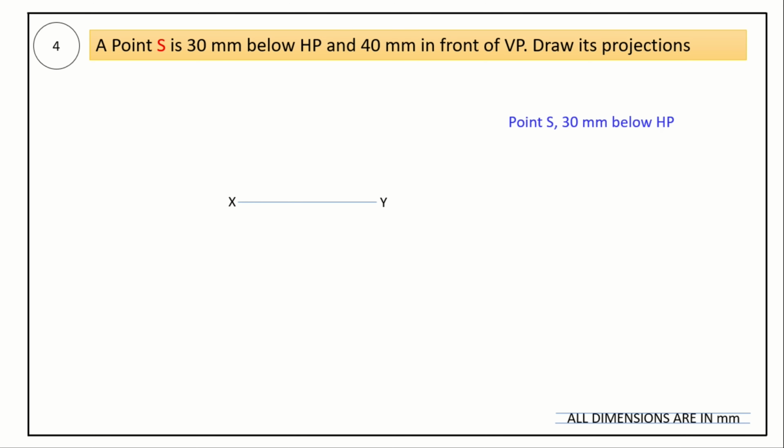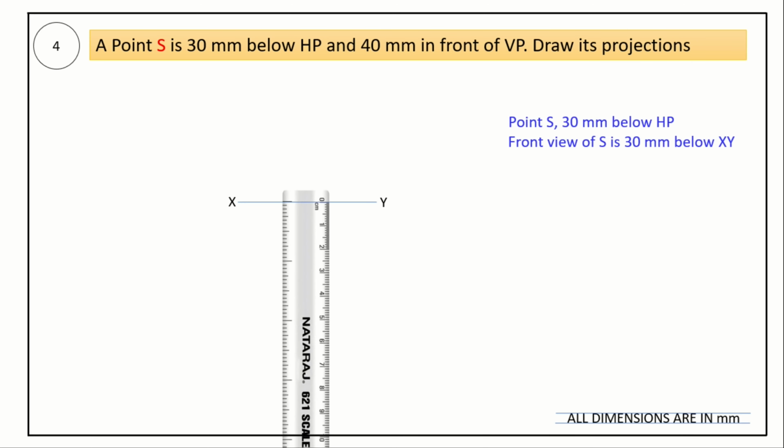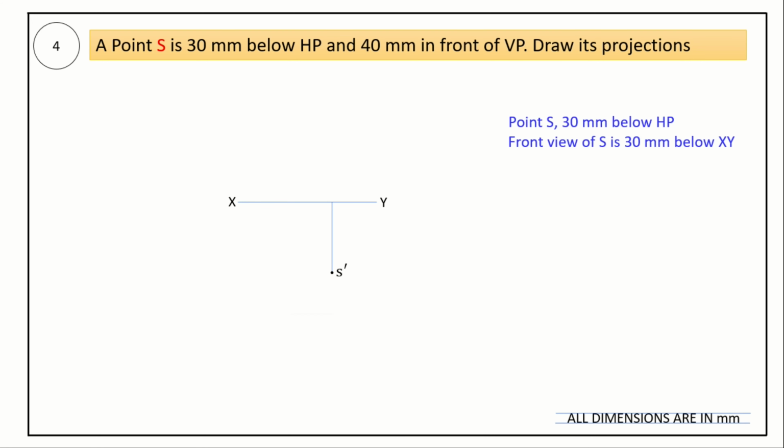It is given point S is 30 mm below HP. Therefore, front view of S is 30 mm below XY. Take a scale, measure 30 mm, mark the point as S dash. This point S dash is 30 mm below XY.